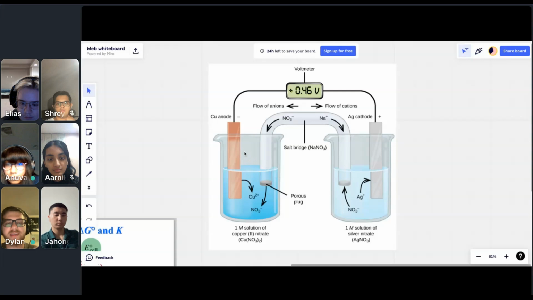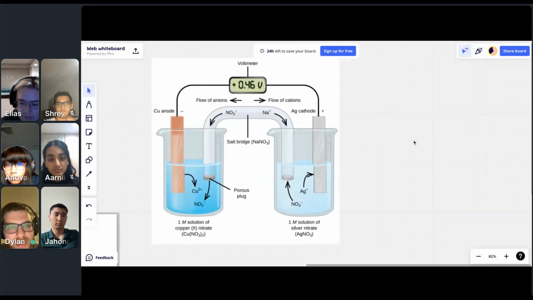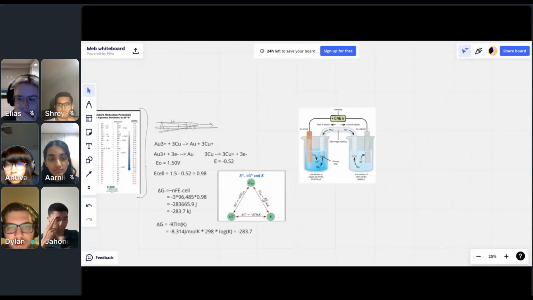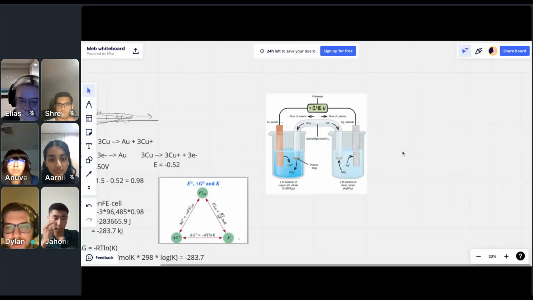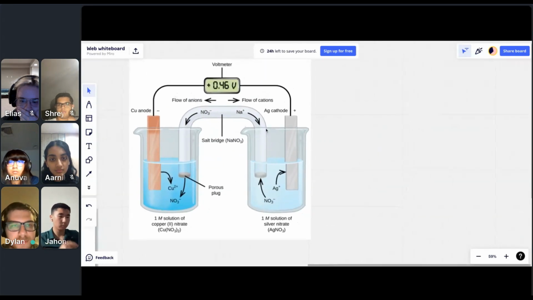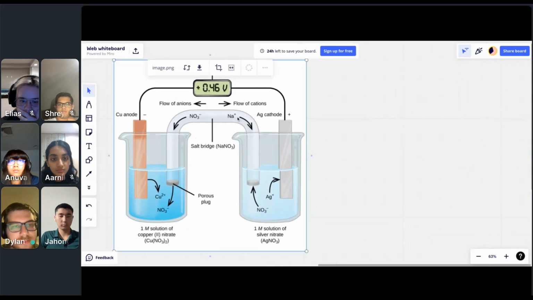The reason this happens is because that reaction is spontaneous. We could go through the math and do it, but I'll leave that as a practice problem. And you should find that this reaction will occur spontaneously because of our positive voltage of 0.46. That's all this is.